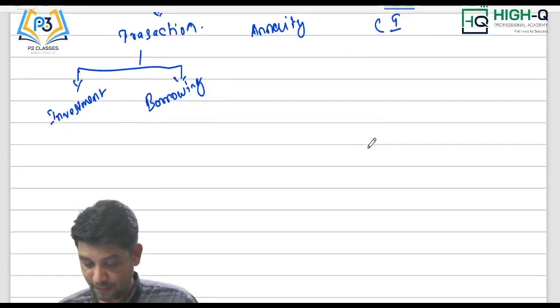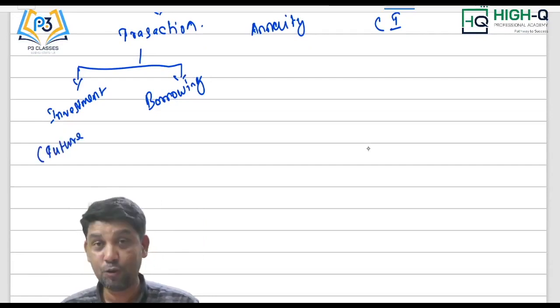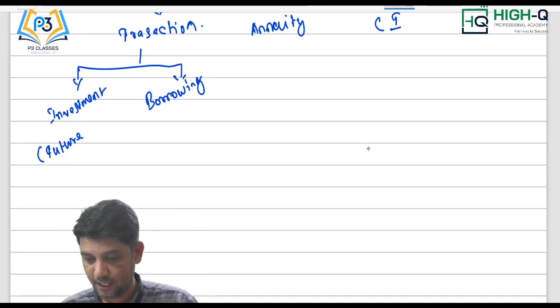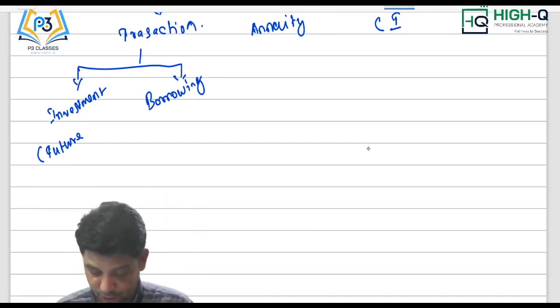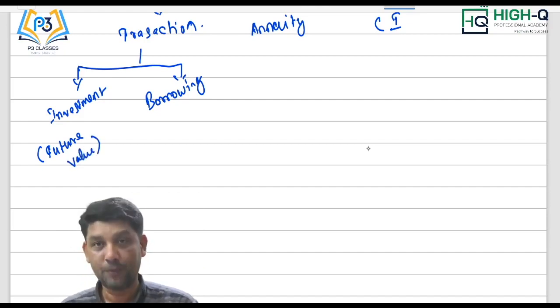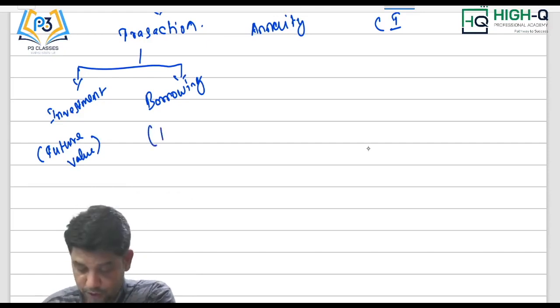So by this, what you come to know: when the problem is based on investment, immediately you'll say, sir, this is for my future requirement. So, future value. When the question is based on investment, I'm going to find the future value. When the question is based on borrowing, I'm going to find the present value.